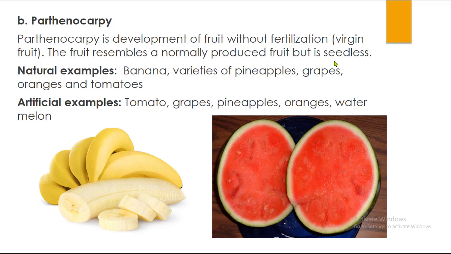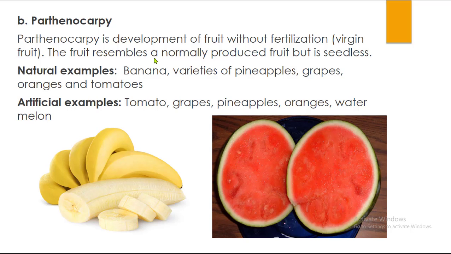Second type of asexual reproduction is parthenocarpy. Parthenocarpy is development of fruit without fertilization. They are also known as virgin fruits. The fruit resembles a normally produced fruit, but it is seedless.